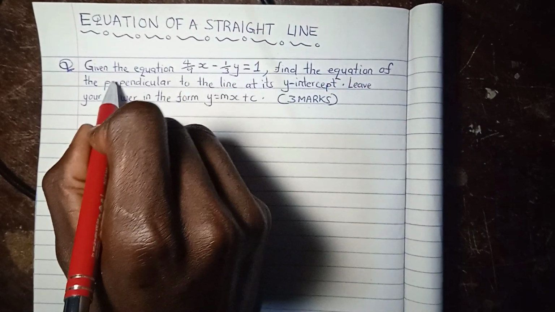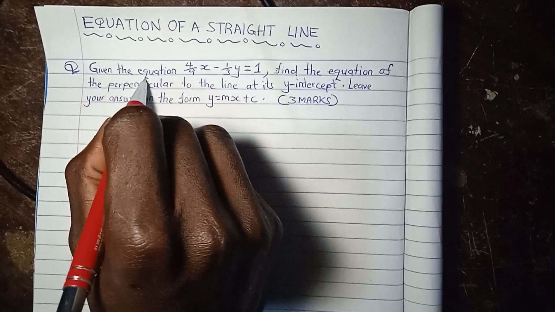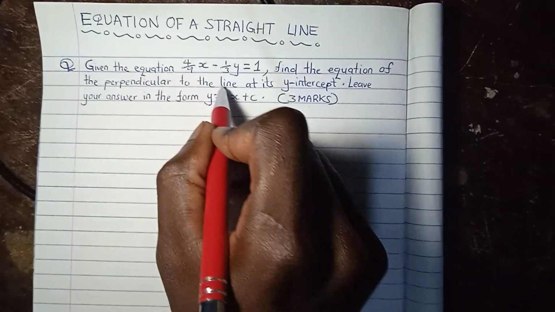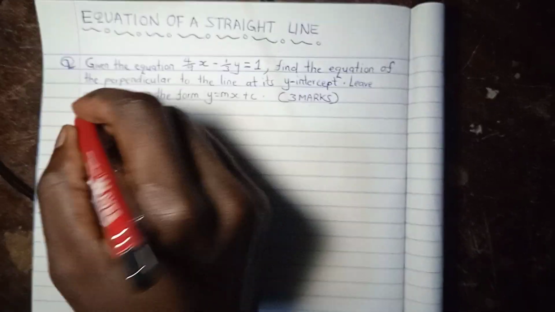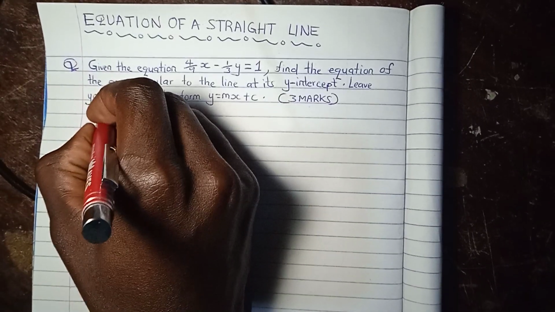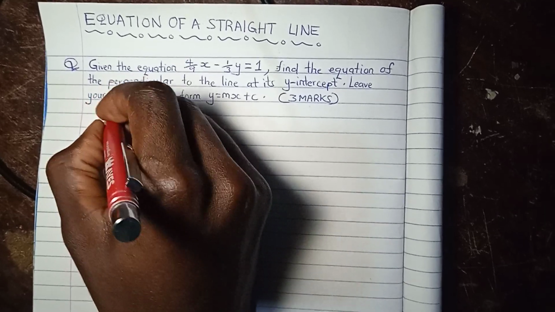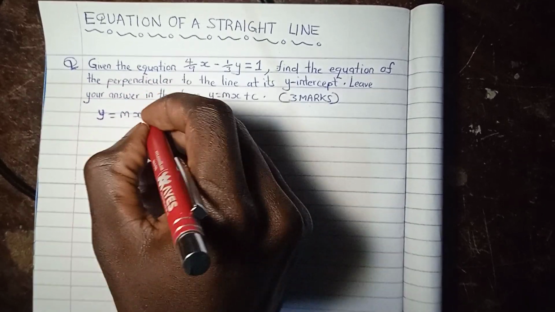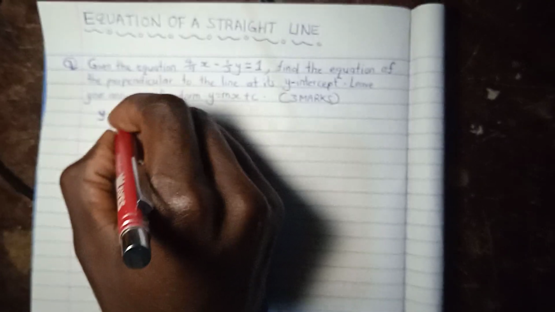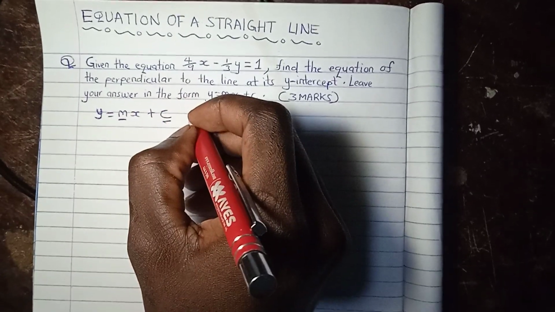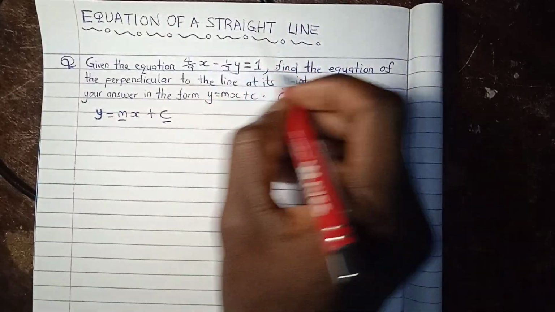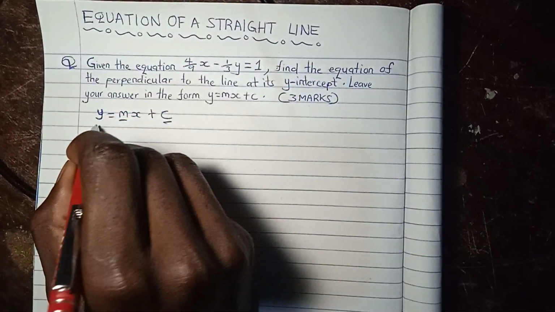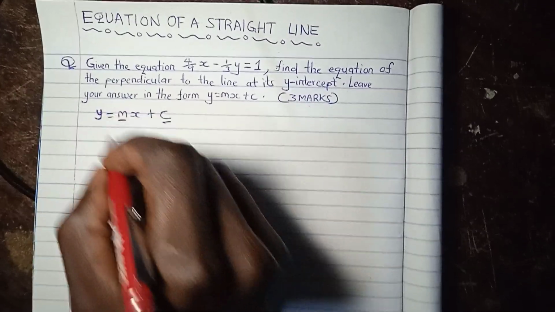Now look at the first line you have been given. This is an equation of a line. Remember that when you are dealing with the equation of a straight line, the general equation is y equals mx plus c, where m is the gradient and c is the y-intercept. Now look at the equation you have been given, 4 over 9x, and rearrange it according to this equation.